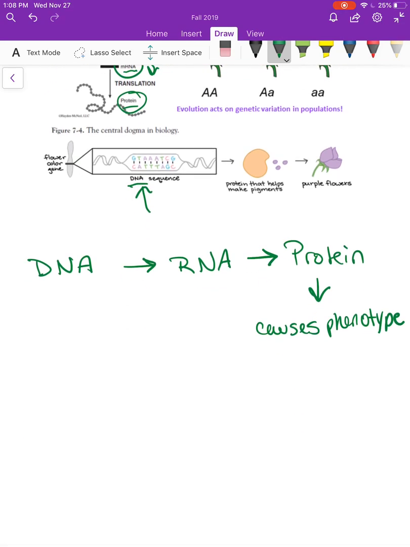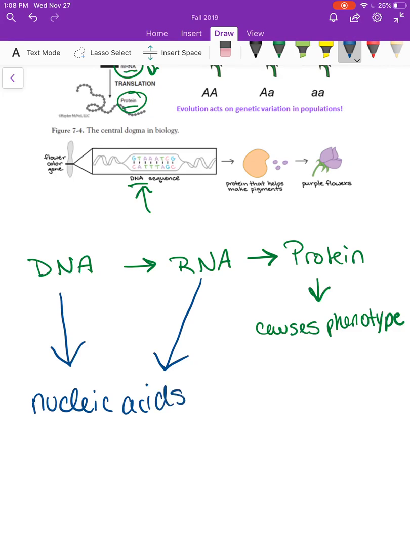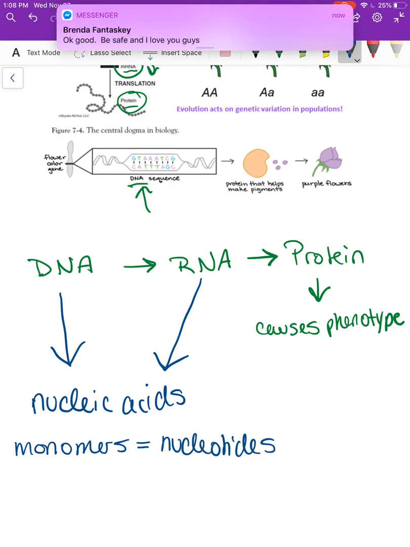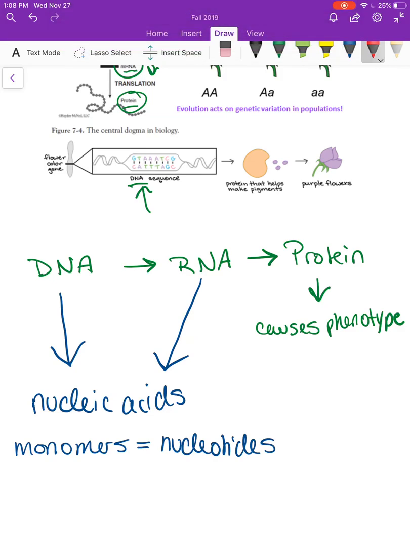So let's go over what kind of macromolecules we're seeing in this central dogma. What macromolecule can be found in DNA and RNA? That is nucleic acids. And what are the monomers of nucleic acids? They are, that's not how you spell that. They are nucleotides.